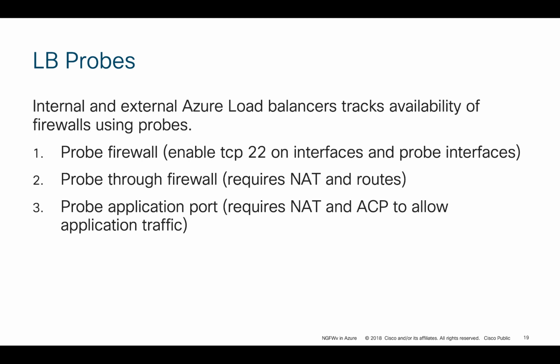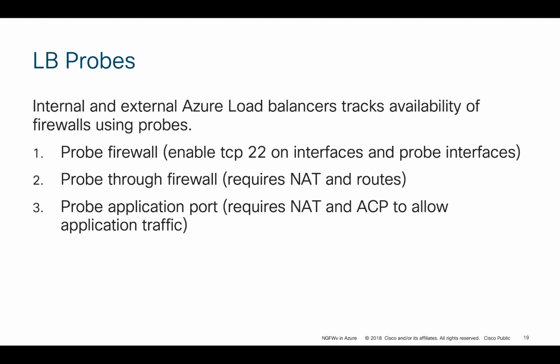So in this particular method, you can enable TCP/22 on interfaces and probe interfaces. So you are just probing your directly connected interfaces. Second kind of probe is you can probe through the firewall. It requires NAT and route configuration on the firewall, but it is a reliable probe. You are probing through the firewall traffic as well. So you are ensuring that all the components of the firewall and even the far side interface of the firewall are up and running or not.